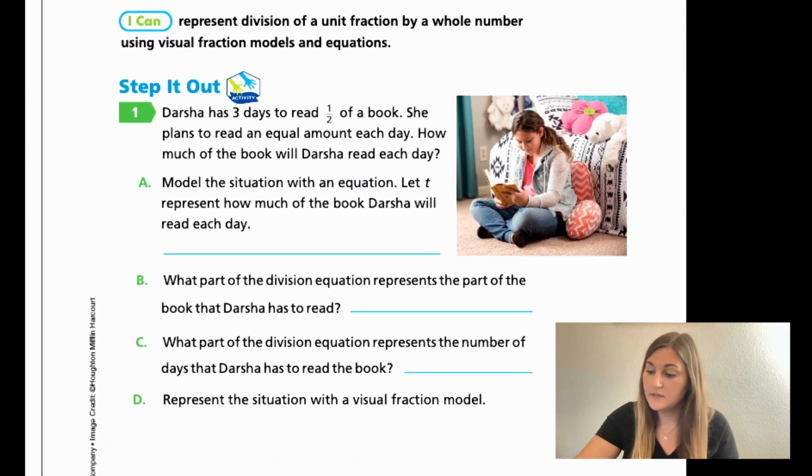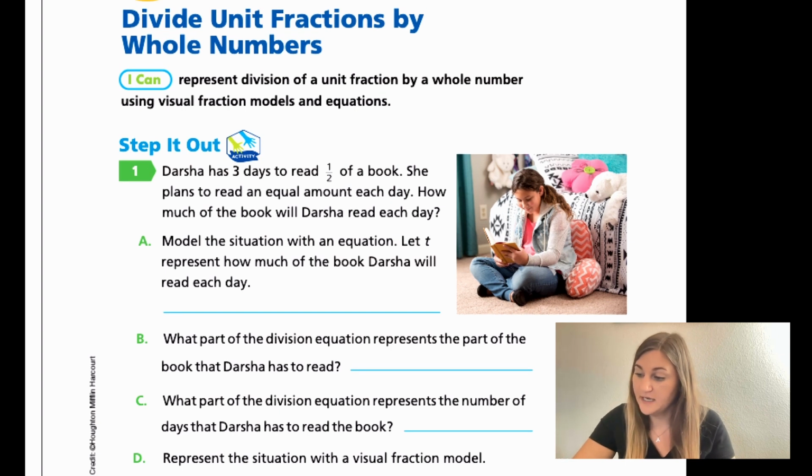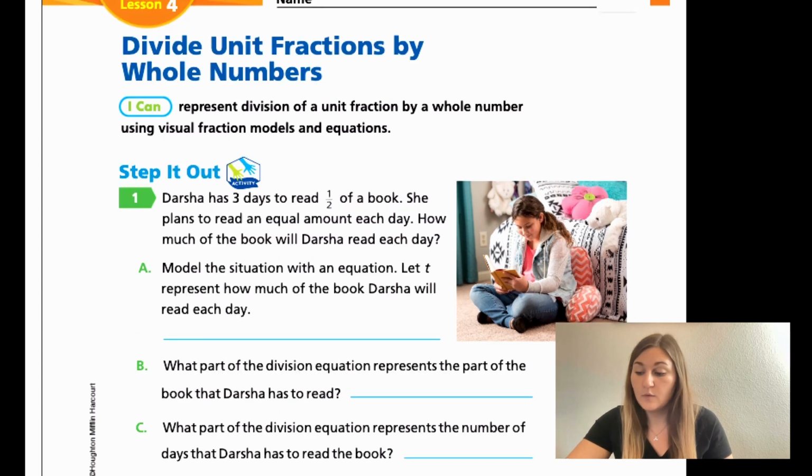So if we move into lesson 4 on page 279, we have a step it out word problem number 1 that says Darsha has 3 days to read half of a book. She plans to read an equal amount each day. So how much of the book will Darsha read each day? All right, so she has half a book. She has 3 days to read it. How much of the book does she need to read each day?